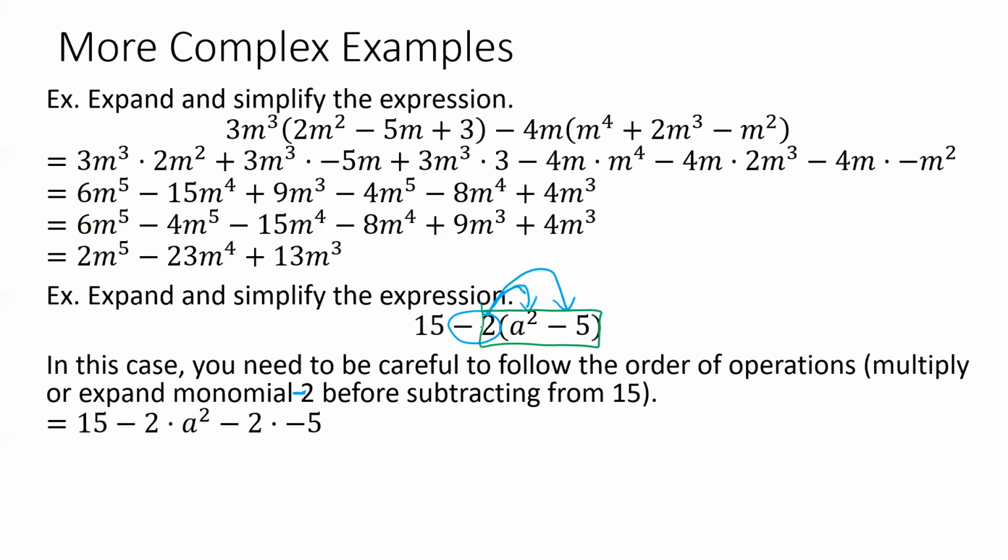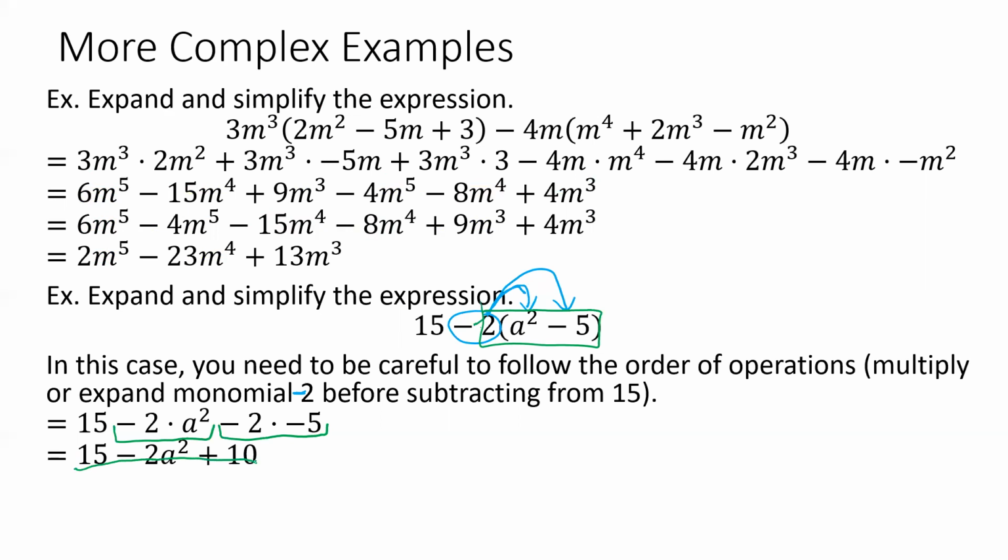I'm going to take negative 2, and I'm simply going to multiply by a squared, and then I'm going to take negative 2, and I'm simply going to multiply by negative 5. So negative 2 multiplied by a squared, we're going to figure out what that simplifies to, and then I'm going to take negative 2 multiplied by negative 5. So going step by step here, I have 15 minus negative 2 times a squared, and negative 2 times a squared is negative 2a squared, and then negative 2 times negative 5 is positive 10.